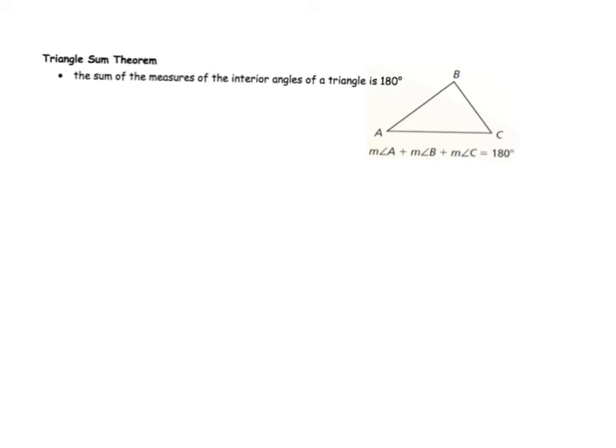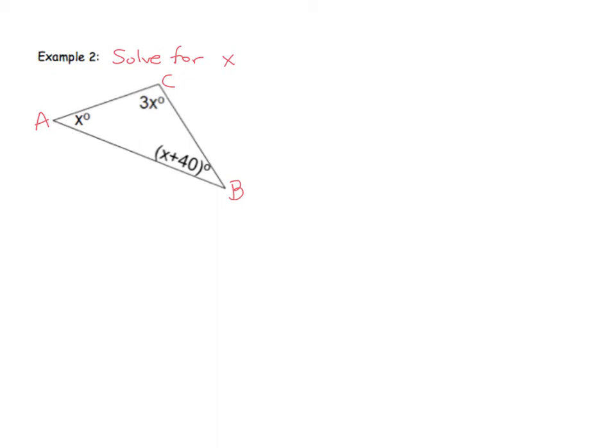Triangle sum theorem. Kind of already hit on this. The sum of the measures of the interior angles, so the inside angles, all three angles on the inside, is going to add up to 180 degrees. Pretty easy to remember, I hope. So let's solve for x.